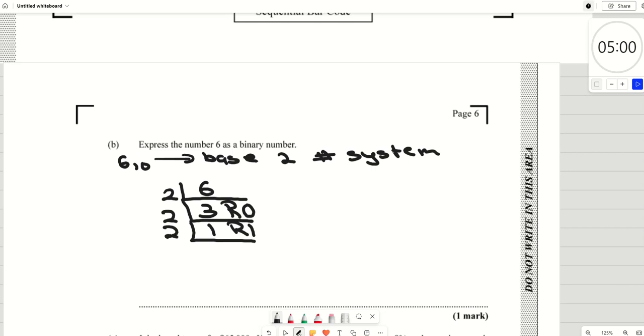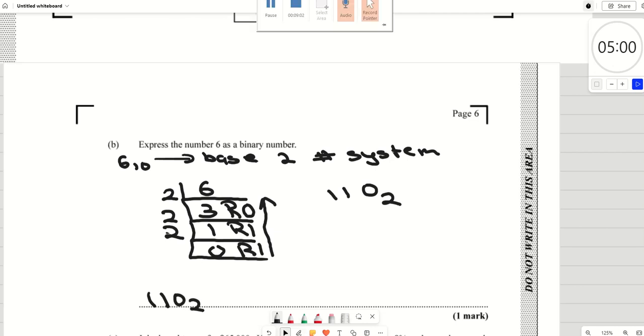Then you divide by 2 again. How many times could 2 go into 1? 0 times, and your remainder is 1. Once you get 0 at the end, your remainders are what your base 2 number will be. So you go up. So my number, 6 in base 10, is equal to 110 in base 2. So that would be the answer to this question.